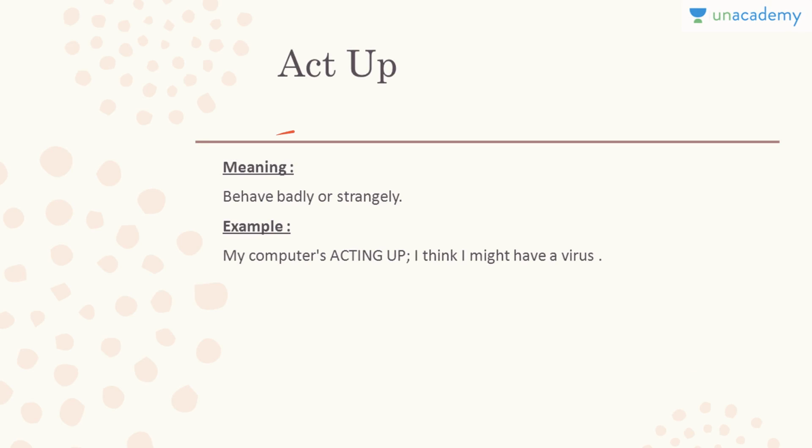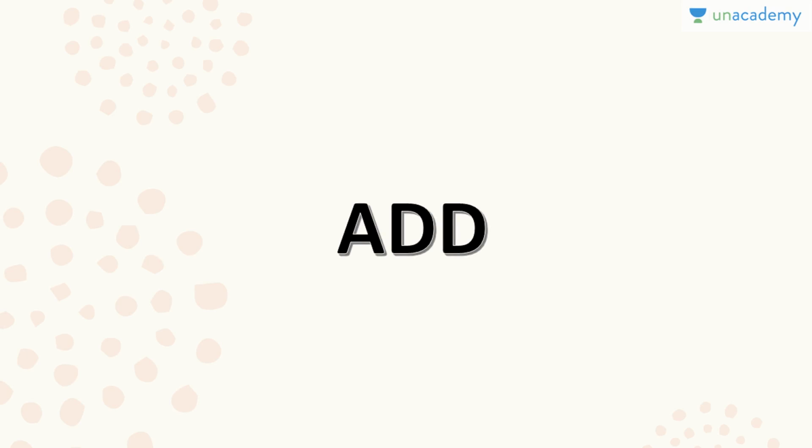Next we have act up. Act up is behave badly or strangely. राइट जैसे हमारा कंप्यूटर होता है लॉट ऑफ टाइम्स मे बी बिकॉज ऑफ सम मालवेयर और सम वायरस और समथिंग लाइक दैट it acts in a very strange way, right? So my computer is acting up. I think I might have a virus in the computer, right? So that is acting up.